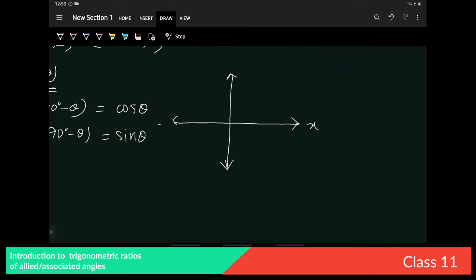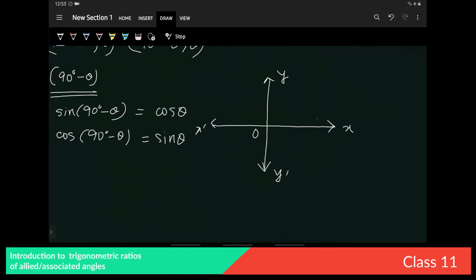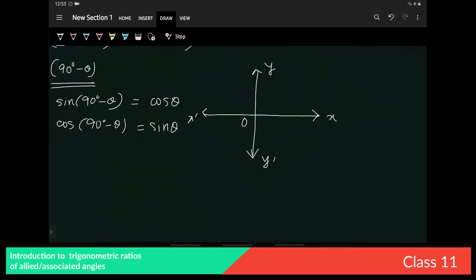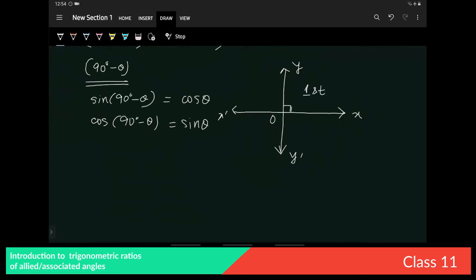So this is x, this is x prime, this is y, this is y prime, and this is the origin. When I say 90° minus theta, under which quadrant is it falling? Under this quadrant, that means the first quadrant. So the 90° minus theta angle falls under the first quadrant, and we know according to the sign convention that in the first quadrant all the trigonometric ratios are positive.